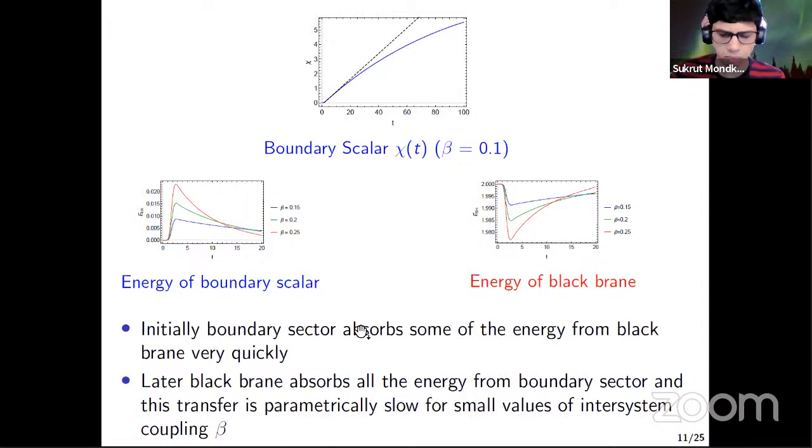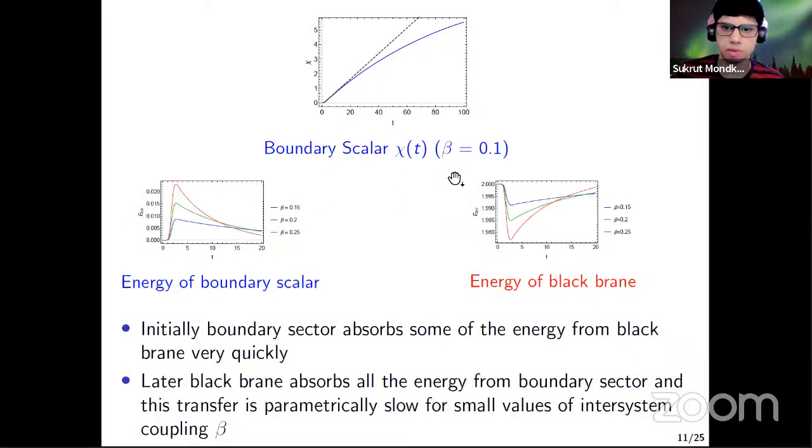So this model is naturally a model for open quantum systems, because you can think of this chi as an open system, and this black brane, or the holographic system, as the bath.